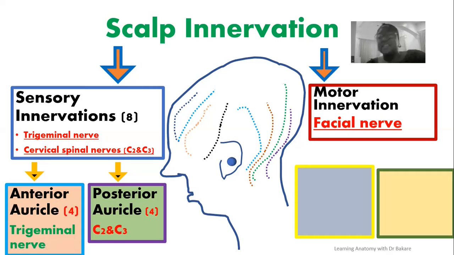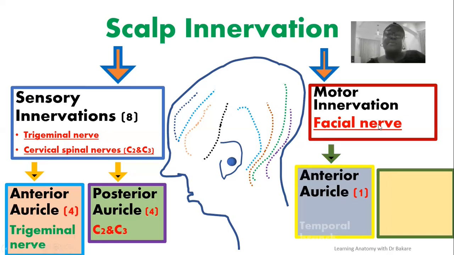The facial nerve is the 7th cranial nerve. So we have different branches of the facial nerve, of course, giving motor innervations to the scalp. As we also use the auricle as a landmark for the sensory innervation, we would also be using the auricle as a landmark for the motor innervation. So anterior to the auricle, we have one branch from the facial nerve, and this is the temporal branch of the facial nerve. This is what is highlighted here in red.